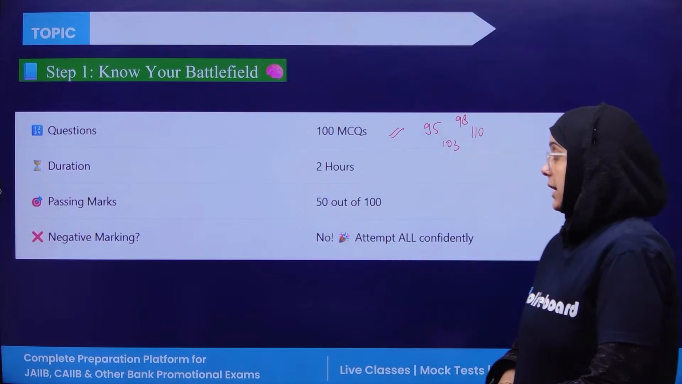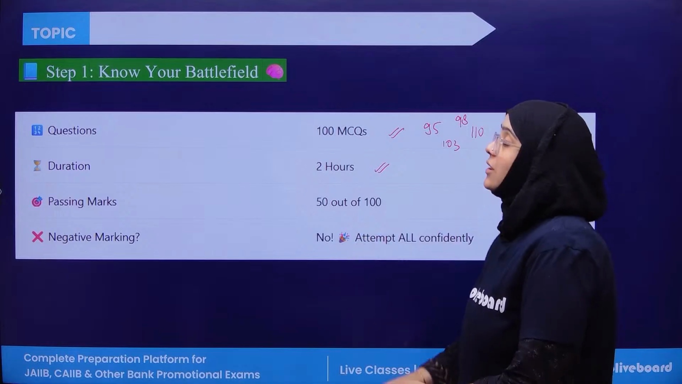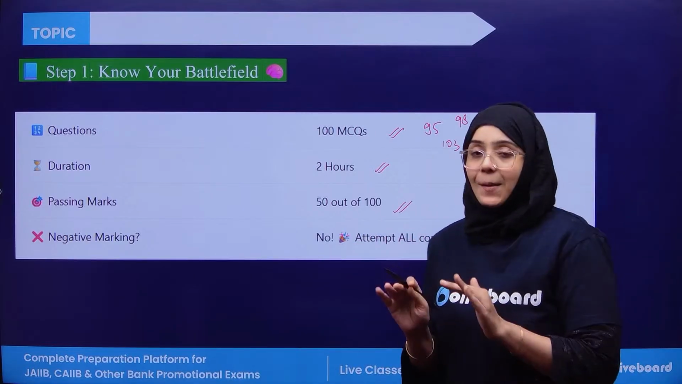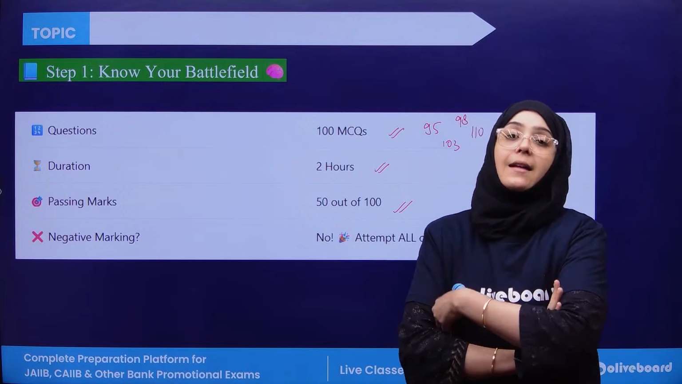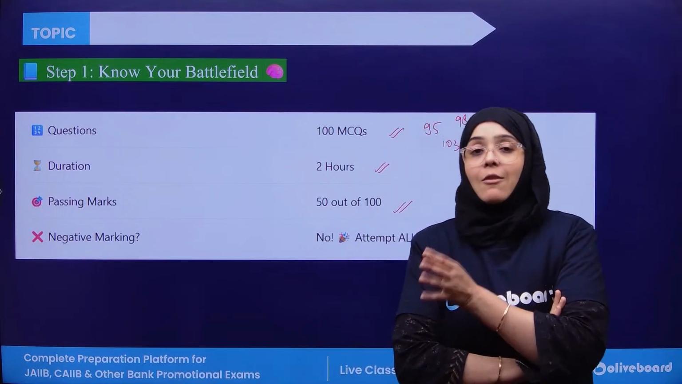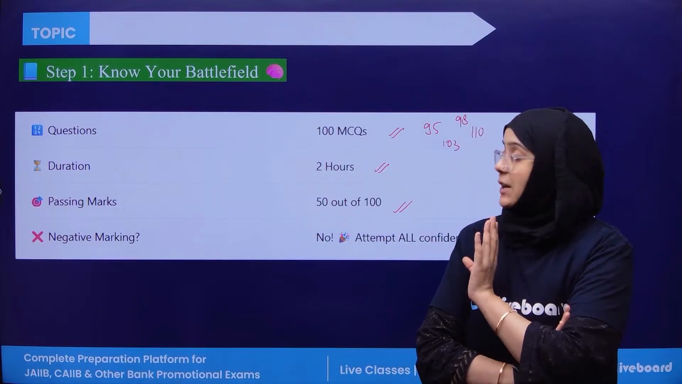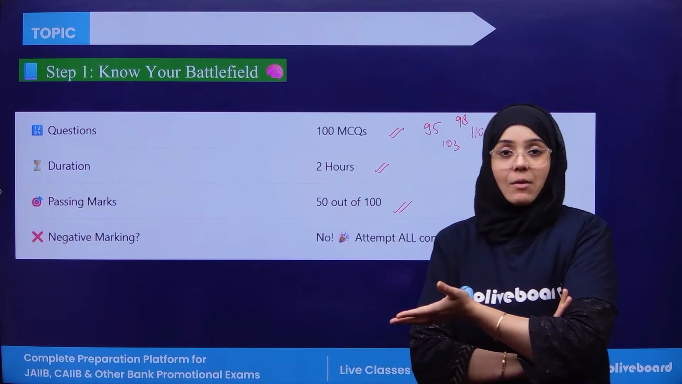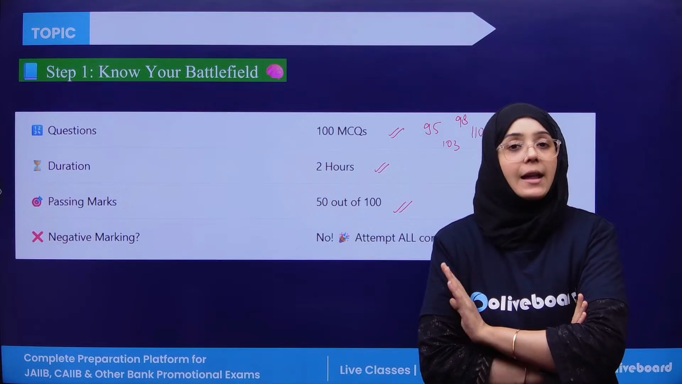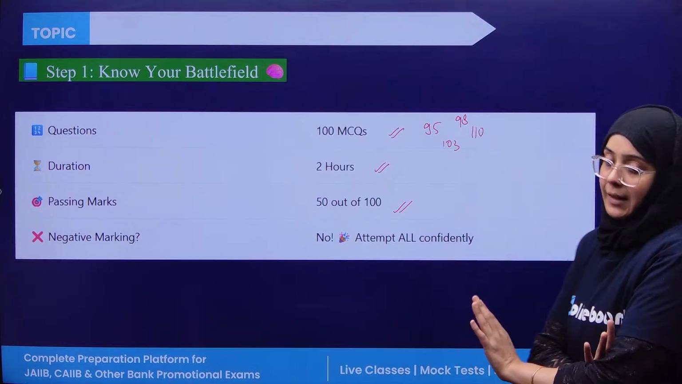Second thing, duration for your exam. You know that we have 2 hours. Then passing marks. The very simple, very basic criteria is 50 out of 100, and that is for every subject. We have to score at least 50 out of 100 to clear our examination. Do we have negative marking? No, we don't have negative marking in the complete JAIIB format. So this is the basic thing.